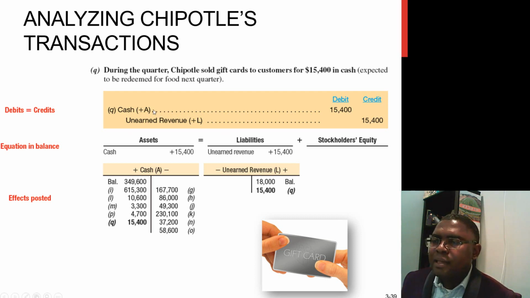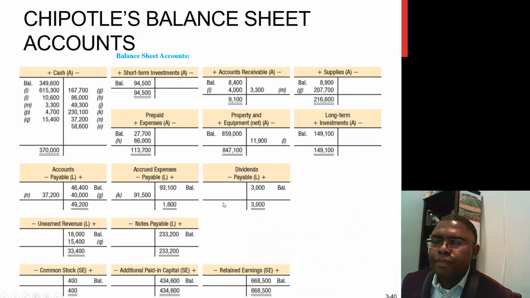So asset is increasing, which is cash. When asset is increasing, it takes a debit balance. Unearned revenue is a liability. When liability is increasing, it takes a credit balance. Again, the balance sheet equation balances, and we post to the respective T accounts.